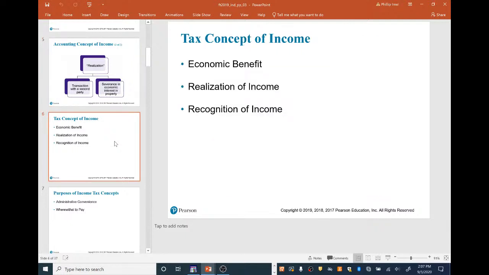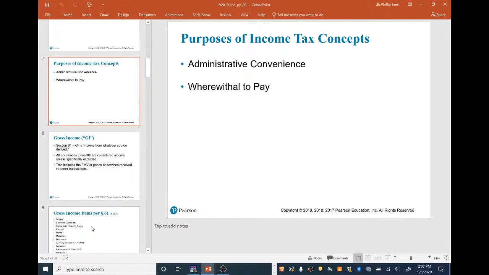So now let's talk about the tax concept of income. So there should be an economic benefit, the realization of income, and recognition of income. So that's going to be the tax concept of income. So what are the purposes of income tax concepts? So we have first the administrative convenience of it. Second, going to be the wherewithal to pay. So let's talk a little bit about this first one here, the administrative convenience.